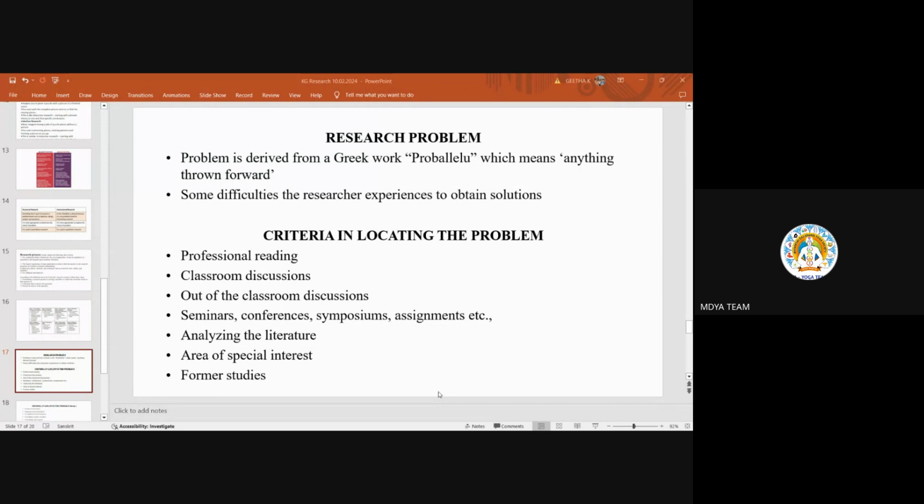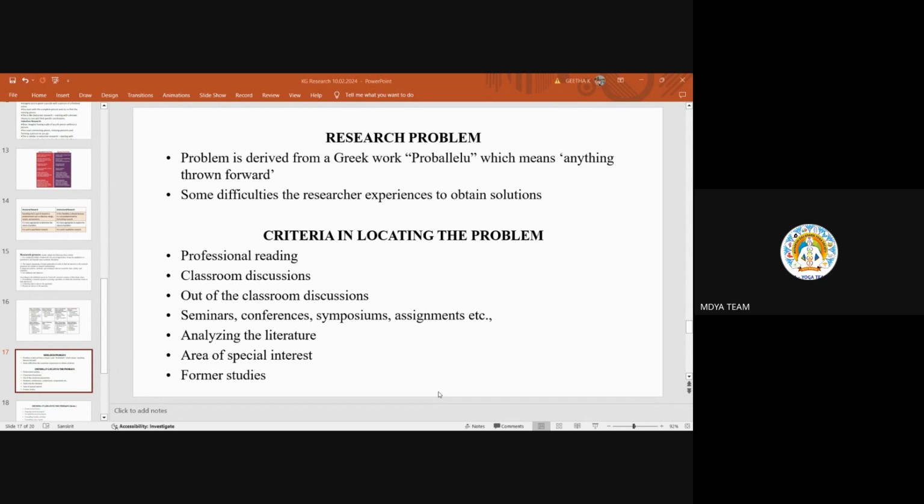So that is why they are telling how to locate a problem. They are guiding us, our seniors who have already done the research. They have formed some guidelines on how to locate a problem so that it will be easy for us to identify it. So, professional reading. Professional reading is not only literature review, and for every field we have our own journals.